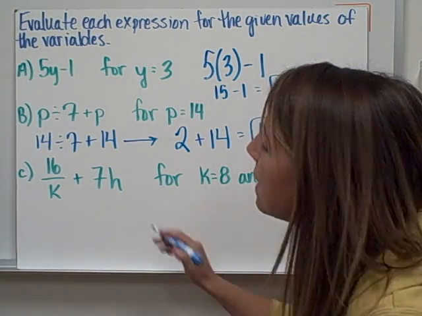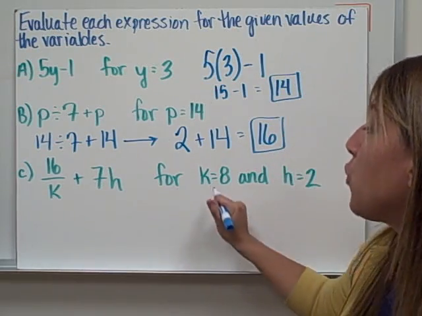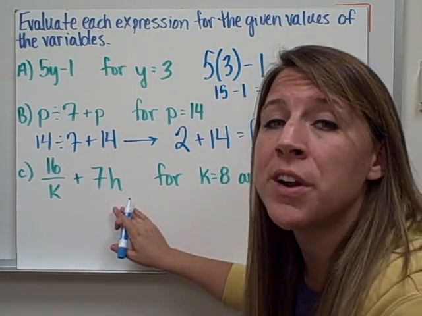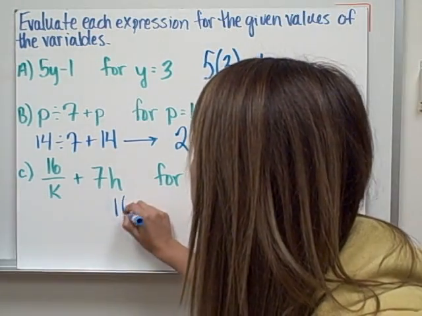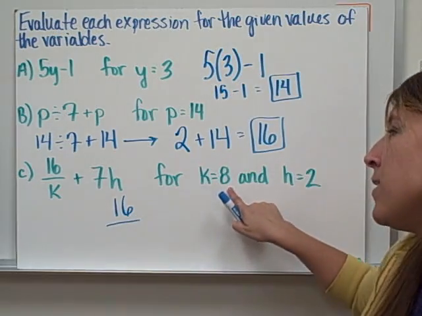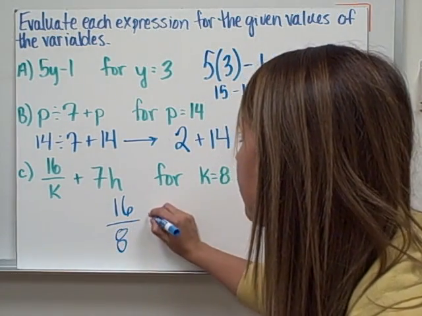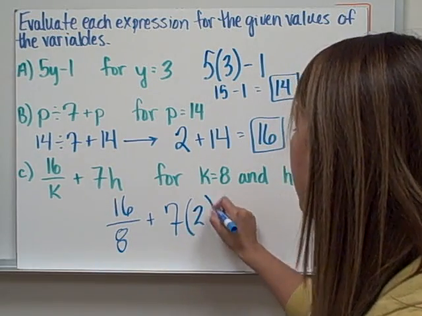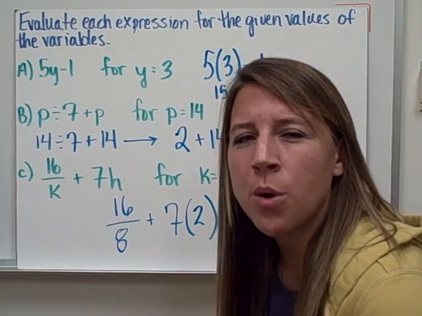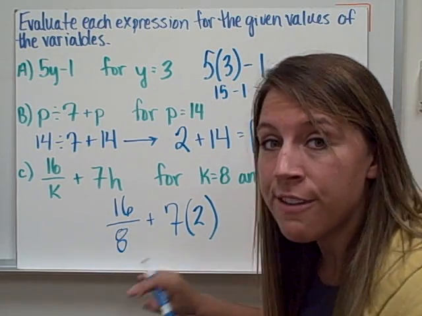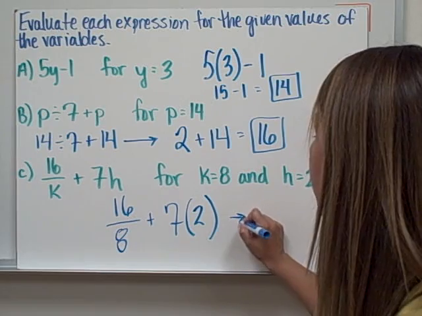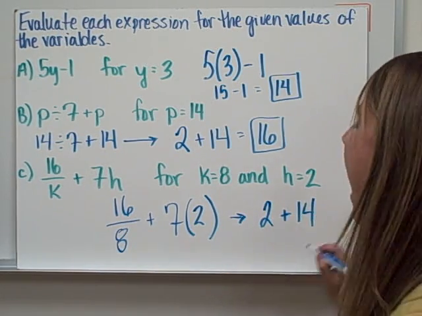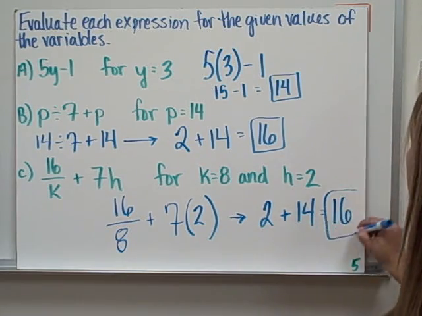So there's your solution. 16 divided by k plus 7h for k equals 8 and h equals 2. No need to panic. We know the value of both of these variables, so we're going to substitute. 16 divided by 8, plus 7 times 2, so we'll plug that in. Division and multiplication going on here. Go from left to right, evaluate them in the correct order. 16 divided by 8 is 2 plus 14. Now I add them together and I get 16 yet again.